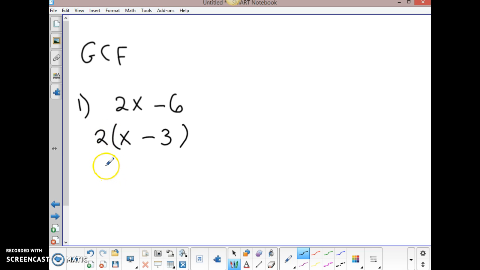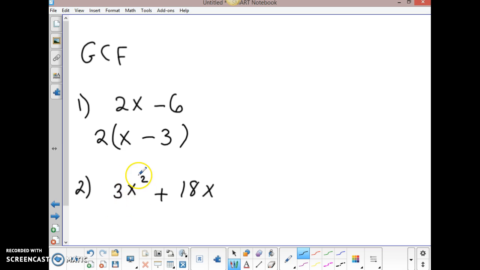And we can always check our answer by taking that 2, multiplying it back in using the distributive property to check our answer. Let's take another example. If we have 3x squared plus 18x, again here we have 2 terms. We need to identify the greatest common factor.